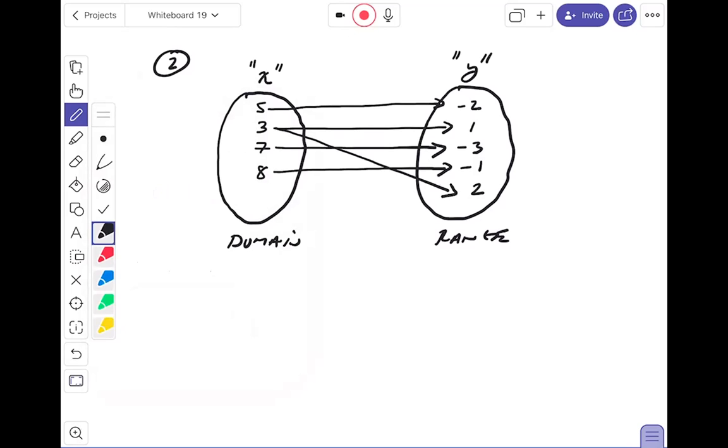Okay, let's go through this. Does everyone in that set X of domain have a relationship? And they do. 5's related, 3's related to somebody, 7's related to somebody, 8's related. That's all good. Here's the problem. 3 is violating the rule because only one arrow can come from these guys. So 5 has one arrow, 7 has one arrow, 8 has one arrow, but 3 has 2 arrows. So this is not functional.